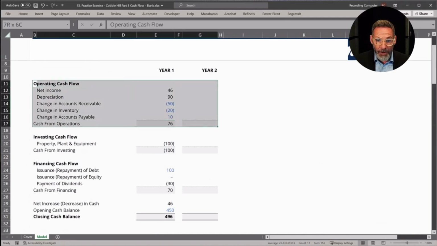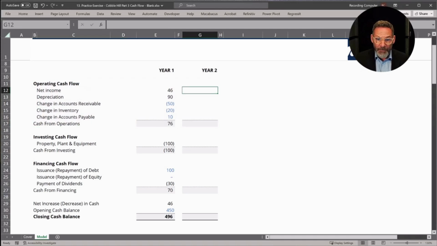And that's our operating cash flow. So we're going to start with net income. We're going to add back depreciation, which we're going to find on the income statement. Then we're going to have to look at changes in accounts receivable, inventory, and accounts payable to get us a cash from operations. Okay, so let's get going.